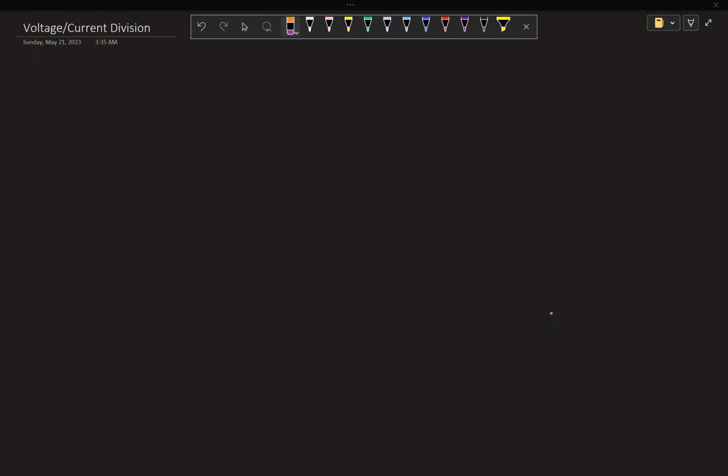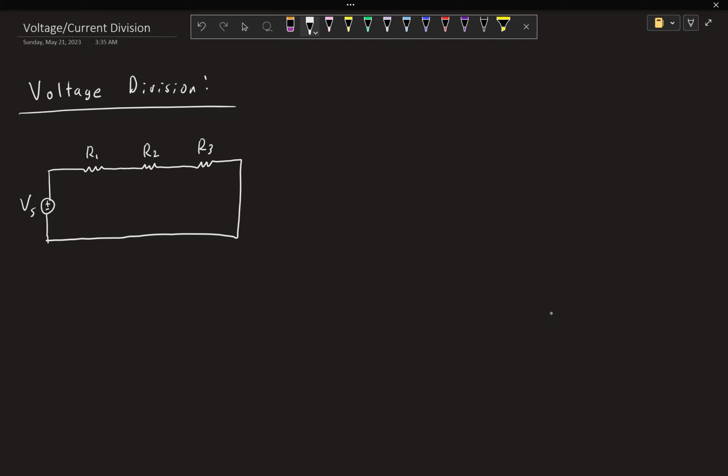In this video, I'm going to go over voltage and current division and do a couple examples. So let's start with voltage division. Let's say we have a circuit that looks like this. For example, a voltage source connected with resistors in series. Now, voltage division is relevant for this exact scenario because it's relevant for a series connection of resistors.